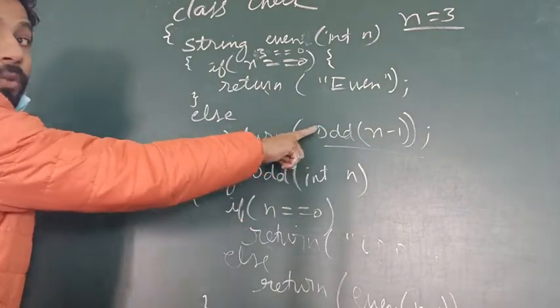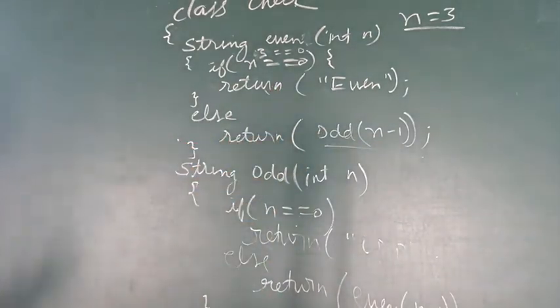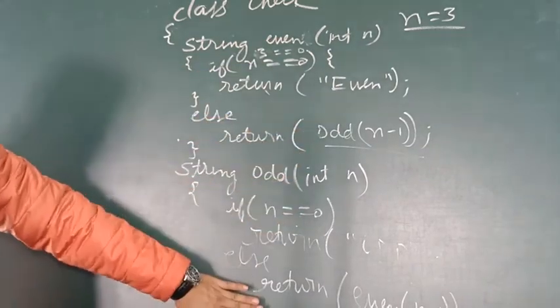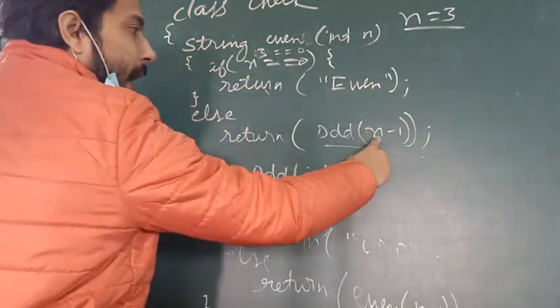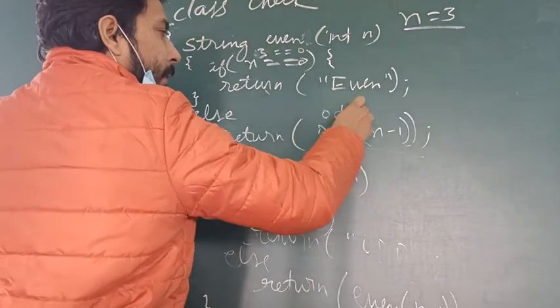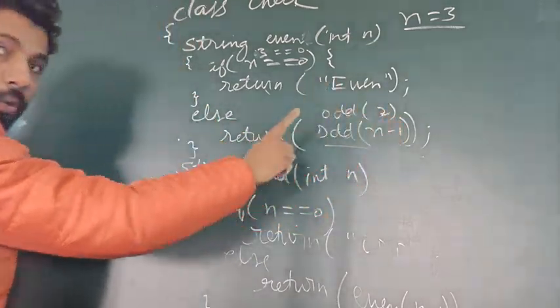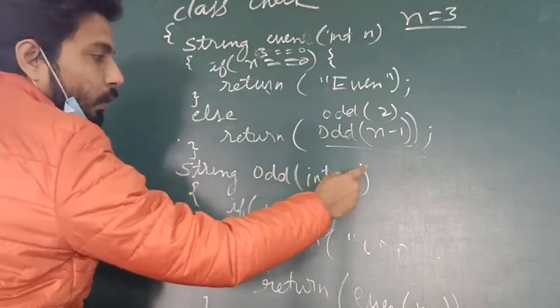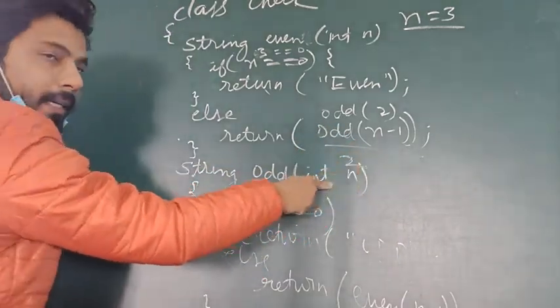Now odd n minus 1 is going to the next function. This is your indirect. This is not going to the same function, it is going to a different function. So there odd n minus 1, so odd n minus 1 is 2. Value 2 will go. So odd 2, the value of n here is 2.